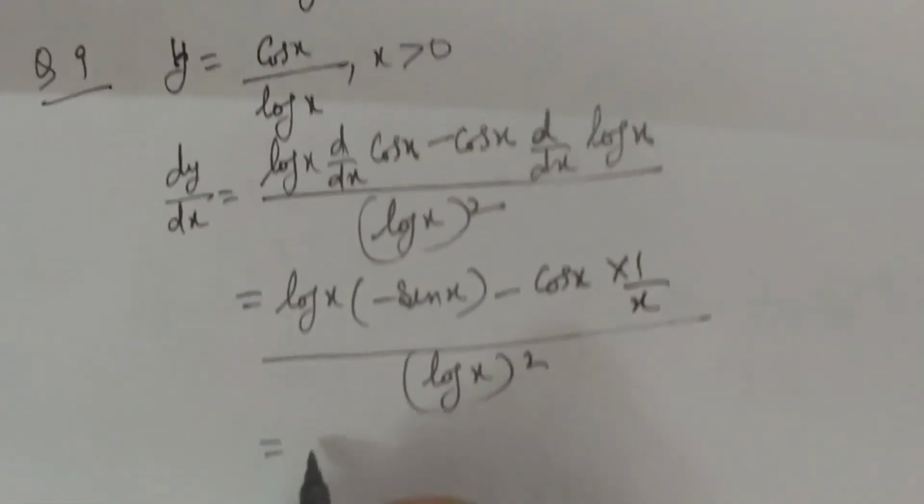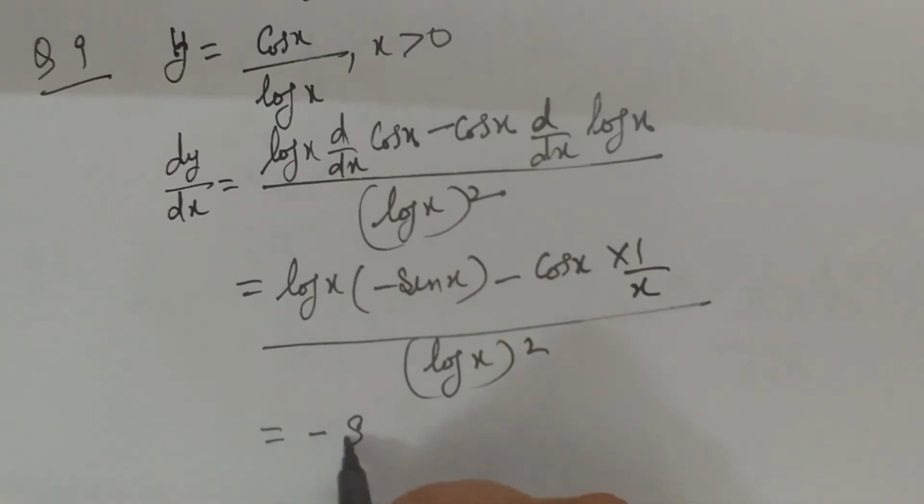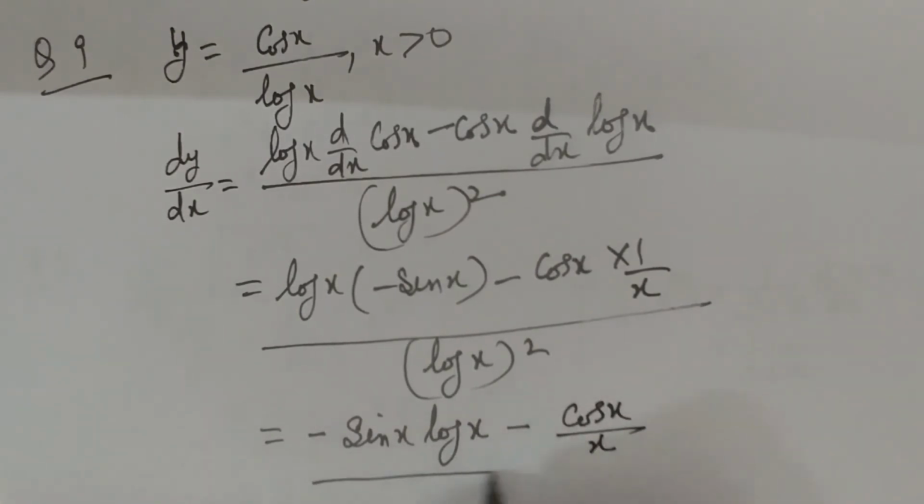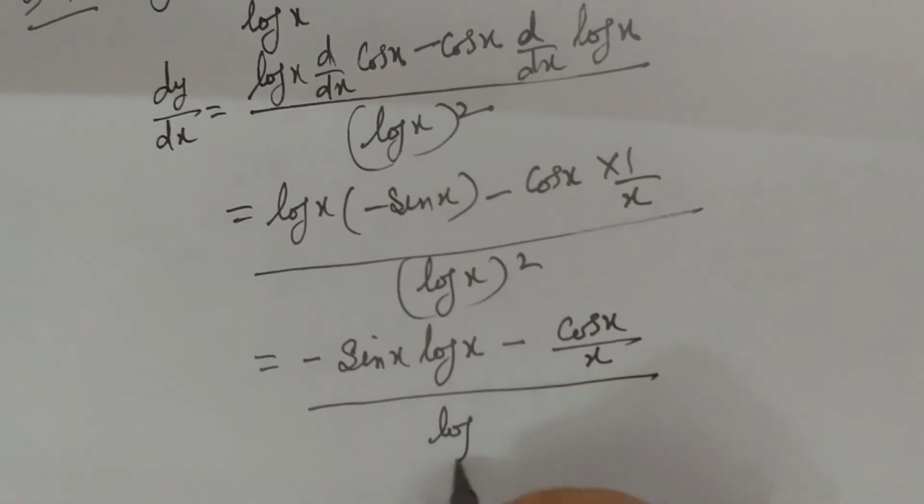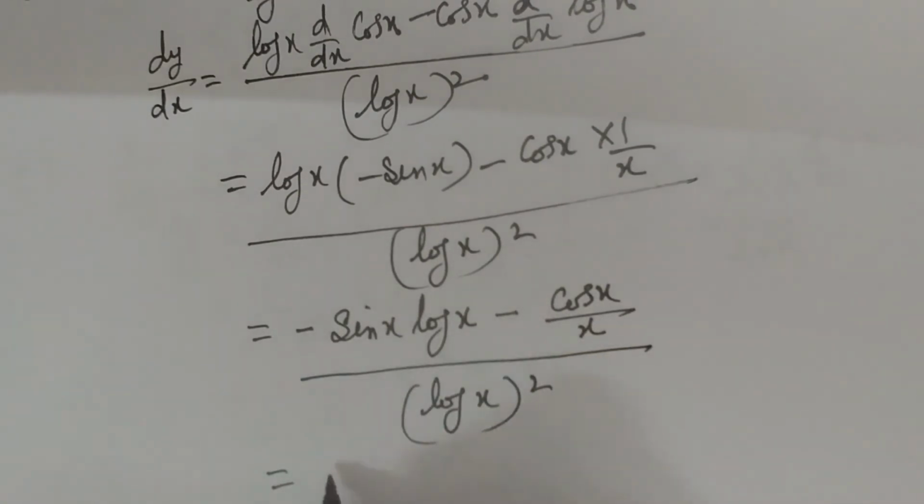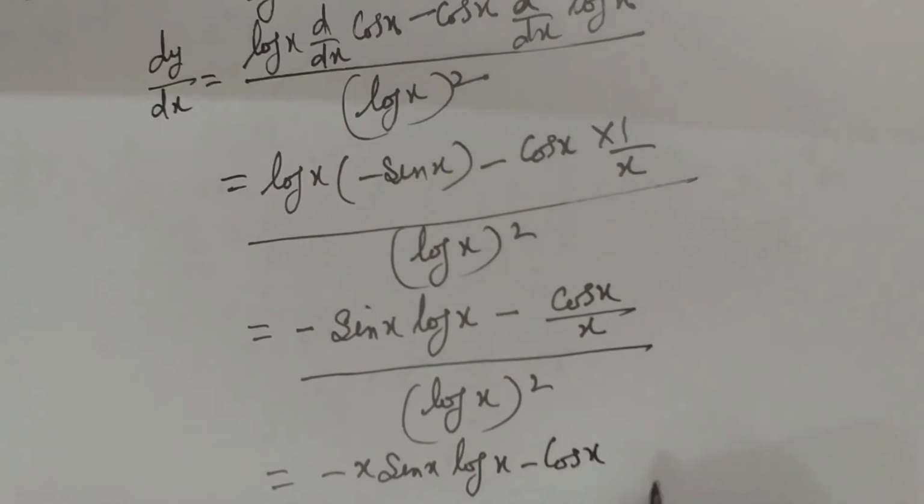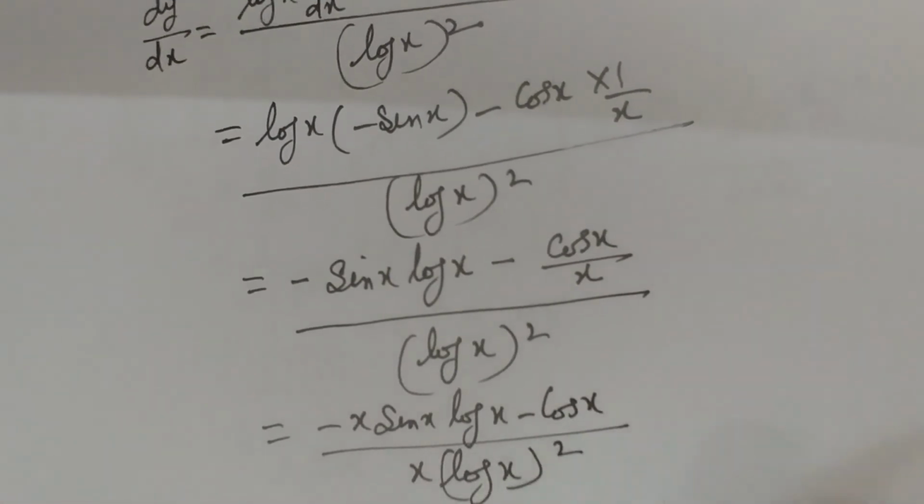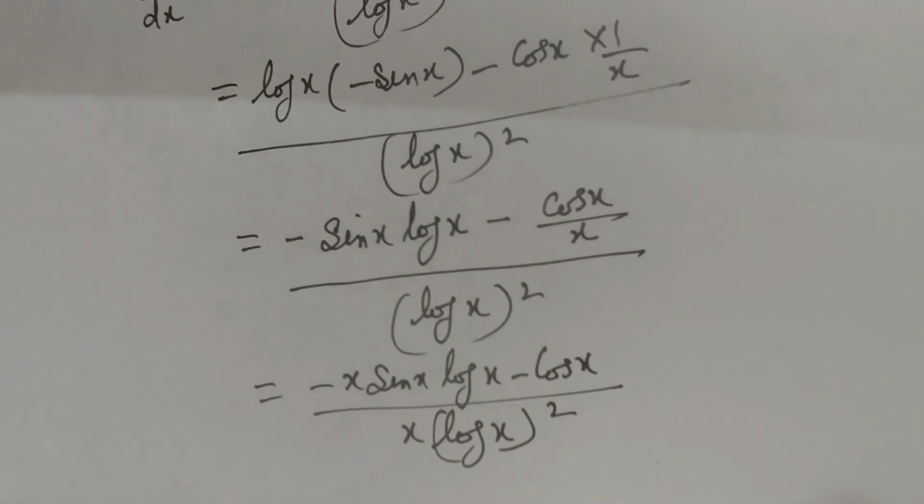So this is minus sin x log x minus cos x upon x, into log x whole square. Now what I can do is take the LCM. So it is minus x sin x log x minus cos x, and this x in the denominator can be written as x times log x whole square. So this is our question number 9.